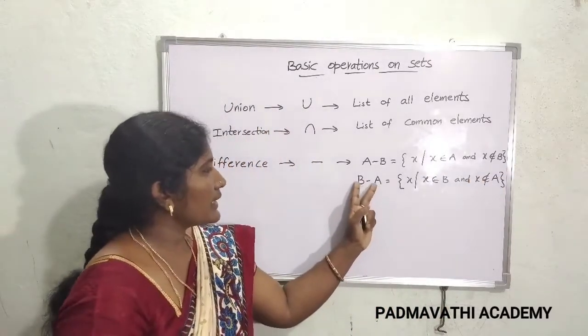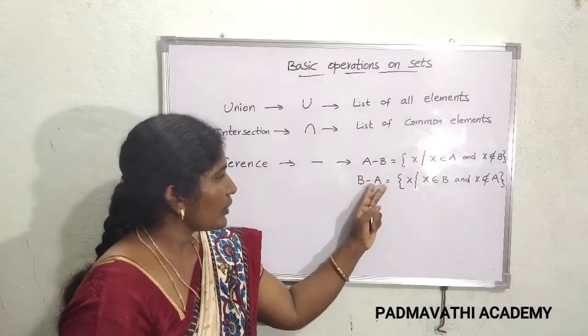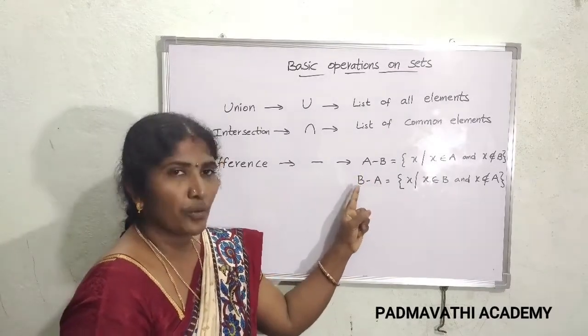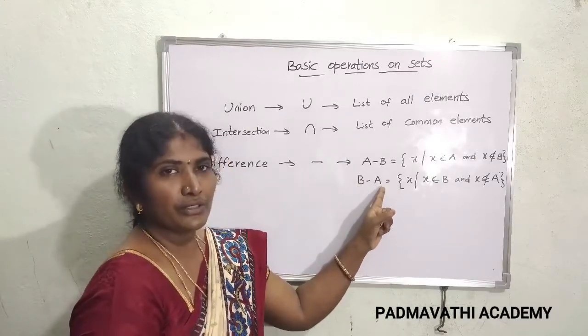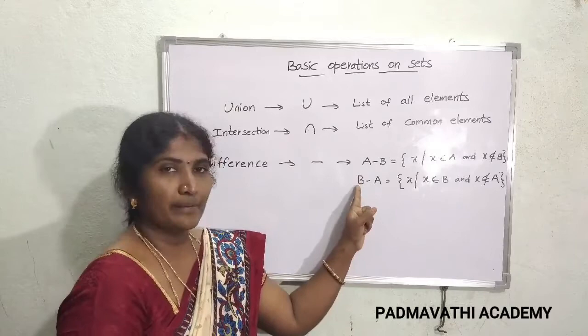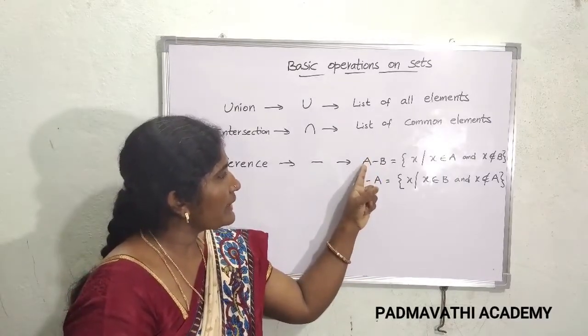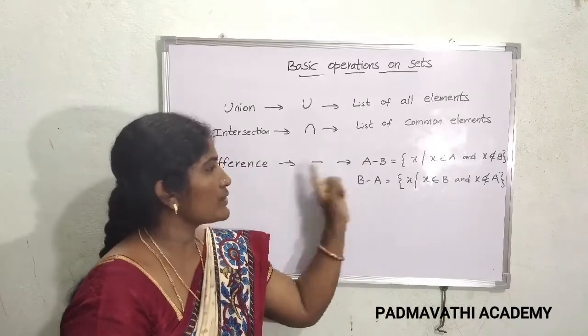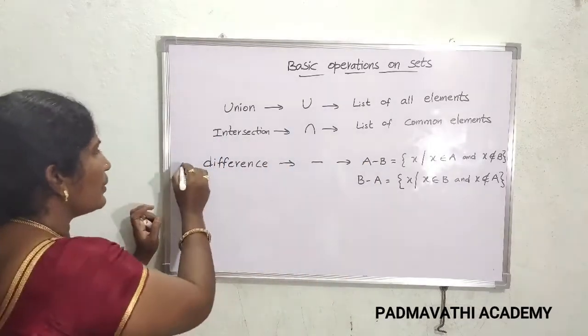In A and B, what are the common elements? First of all, they should cancel. Remaining, what are the elements remained in B? Only B we have to list out. Whatever elements remained in A, we need not calculate. B minus A means only B. Here A minus B means only remaining elements of A we have to list out. This is finding difference.